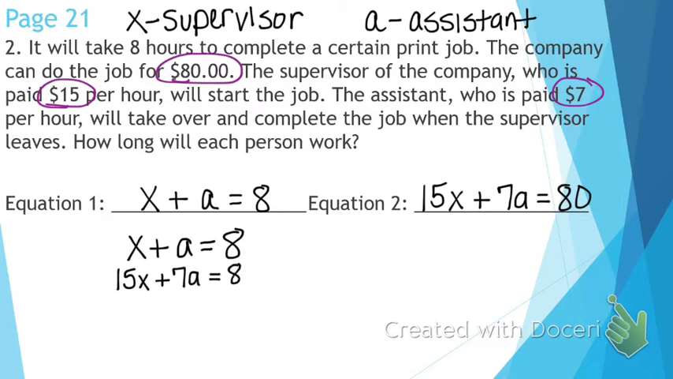So we need to figure out what we want to eliminate. If I want to eliminate x, I need to multiply this equation by negative 15, because the opposite of 15 is negative 15. Or I can eliminate a by multiplying by the opposite of 7, which is negative 7. You get the same answer. It does not matter which way we go. I am going to eliminate a. So take a second, and multiply this entire equation by negative 7.